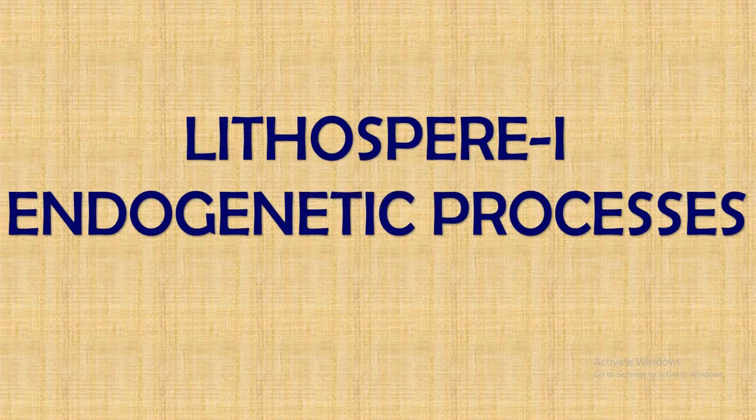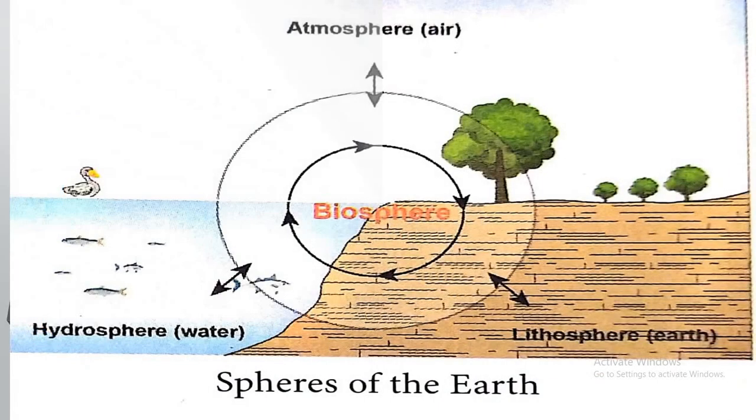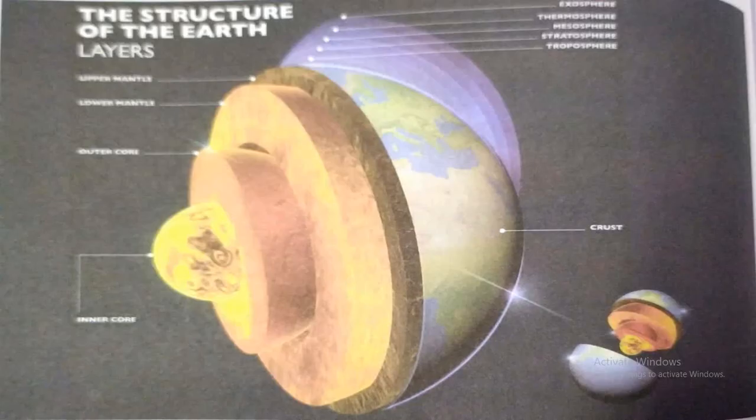Well, now we are going to move on to the lesson. Lithosphere 1, Endogenetic Processes. Children, are you able to recall the lesson? Yes, well, the spheres of Earth. What were the spheres of Earth? Atmosphere, lithosphere, hydrosphere and biosphere. The next is the structure of the Earth: the crust, mantle and core.